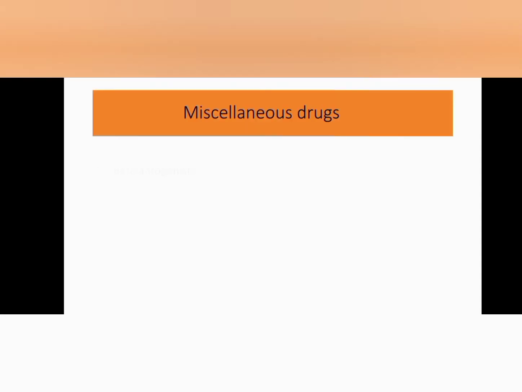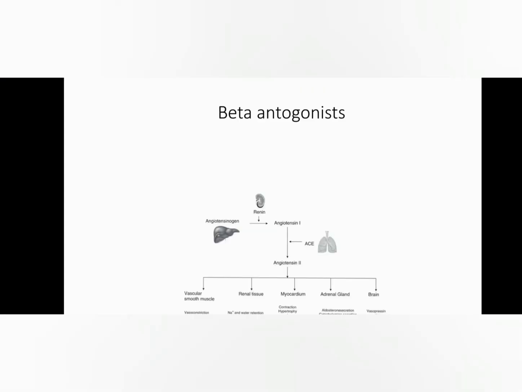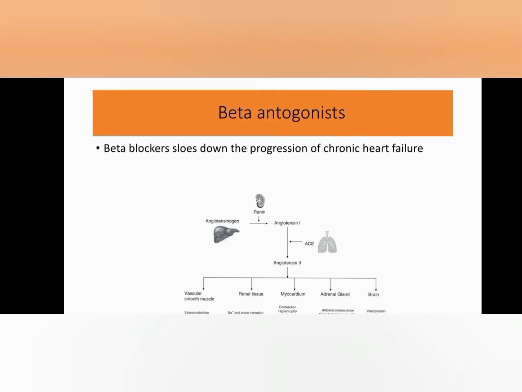Miscellaneous drugs are beta antagonists, loop diuretics, and ACE inhibitors. Beta antagonists are simply beta blockers, which inhibit beta receptors. Beta blockers slow down the progression of chronic heart failure. An example is carvedilol.